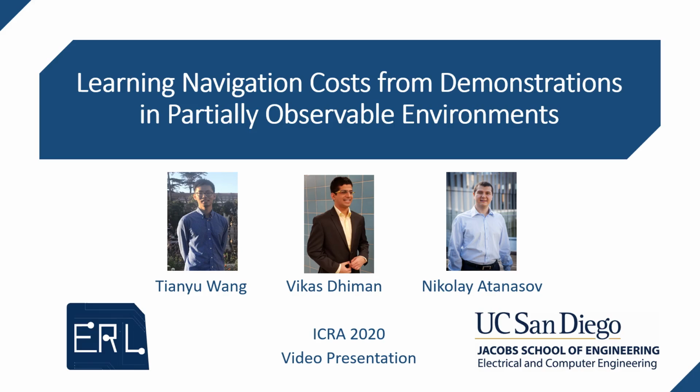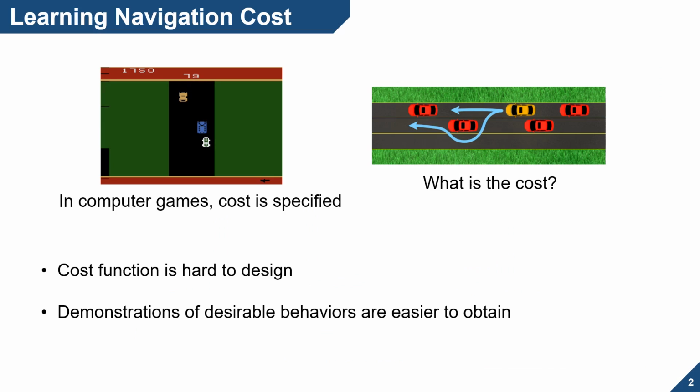Today I will present a work on learning navigation costs from demonstration in partially observable environments. In computer games, the cost is usually given as scores between players. In more difficult tasks like robot navigation, designing a cost function is key to successful robot behavior.